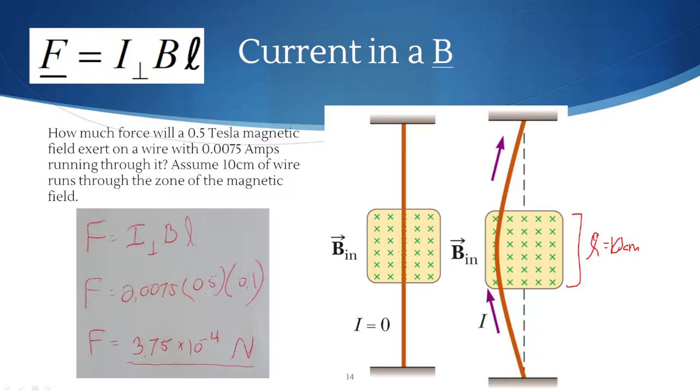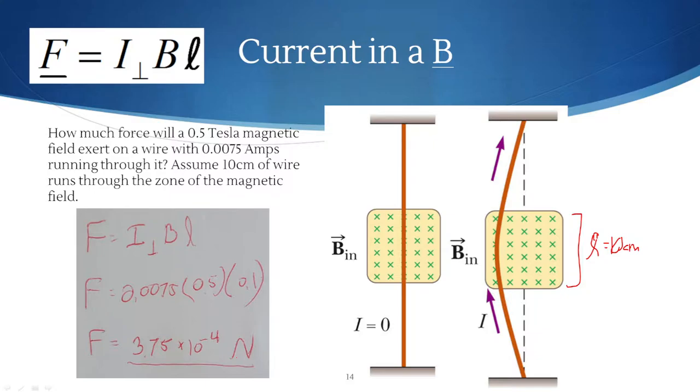We know current. We know magnetic field strength. We can determine the amount of force pushing on this particular wire. So, our current is 0.0075 amps. Our magnetic field is half a Tesla. And 10 centimeters of wire is in the field, so that's going to be 0.1 meters. Multiply all those things together, and there's going to be 4.75 times 10 to the negative fourth newtons of force on this particular wire.